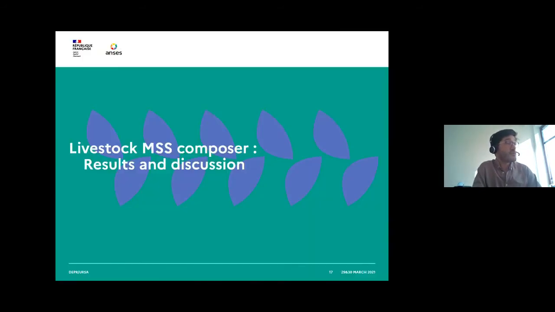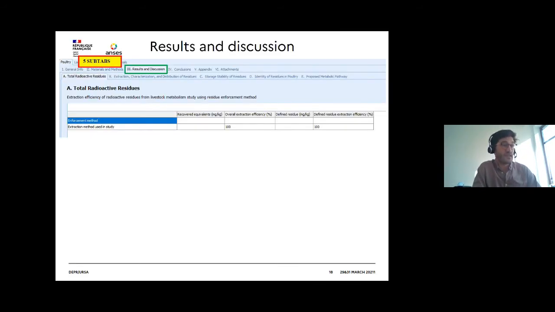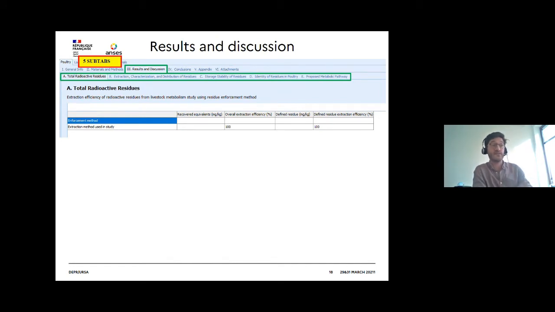In general, 5 subtabs are present: total radioactive residues, or TRR, extraction and characterization of residues, storage stability, identity of residues in poultry, and proposed metabolic pathway. The last section, proposed metabolic pathway, is generated automatically, so just fill in information for the first 4 parts.